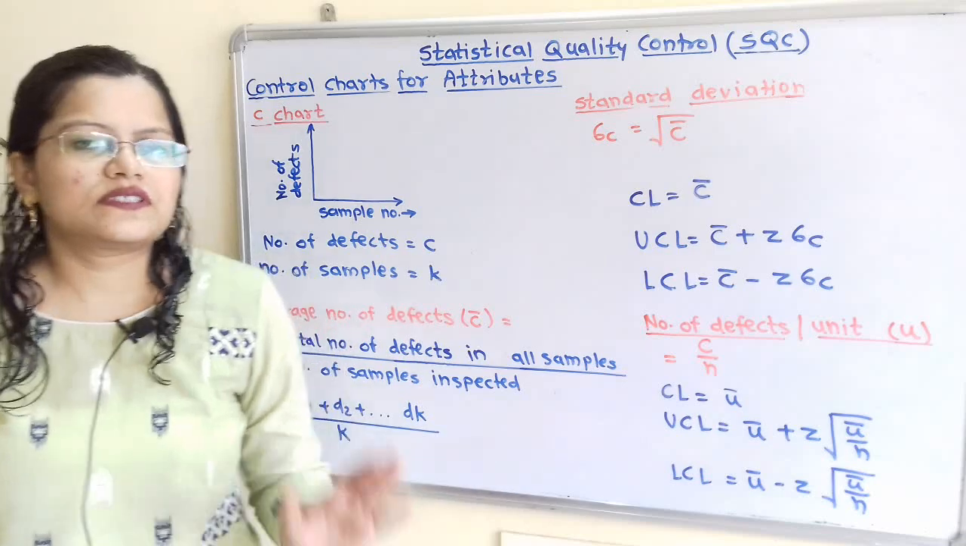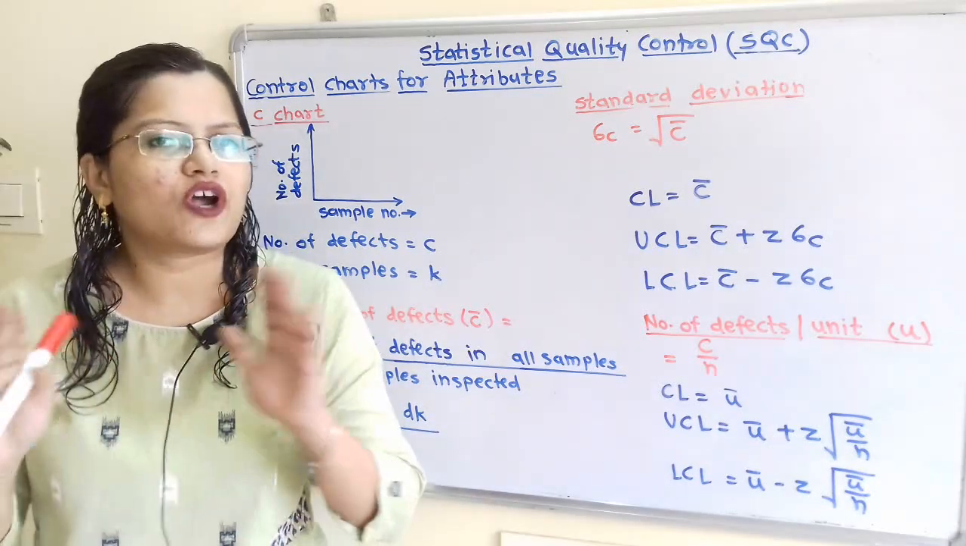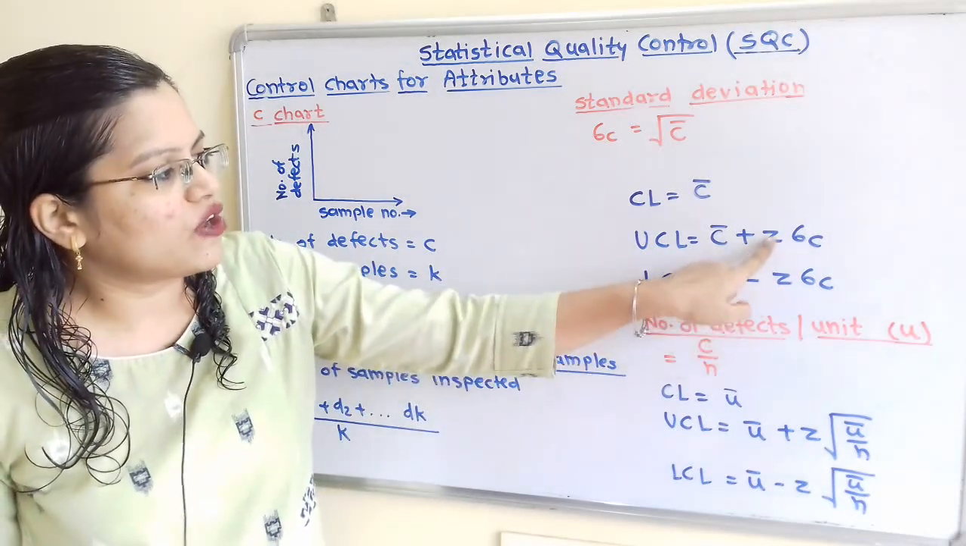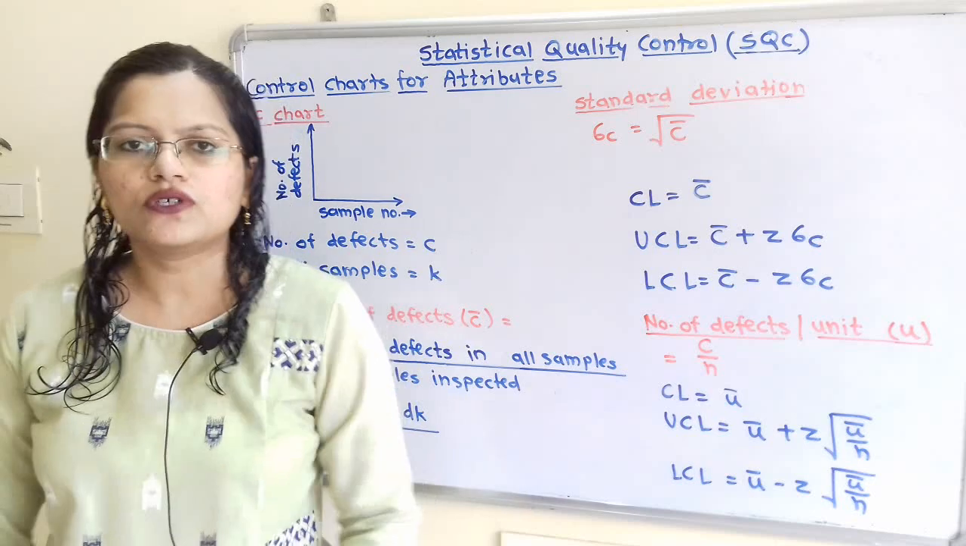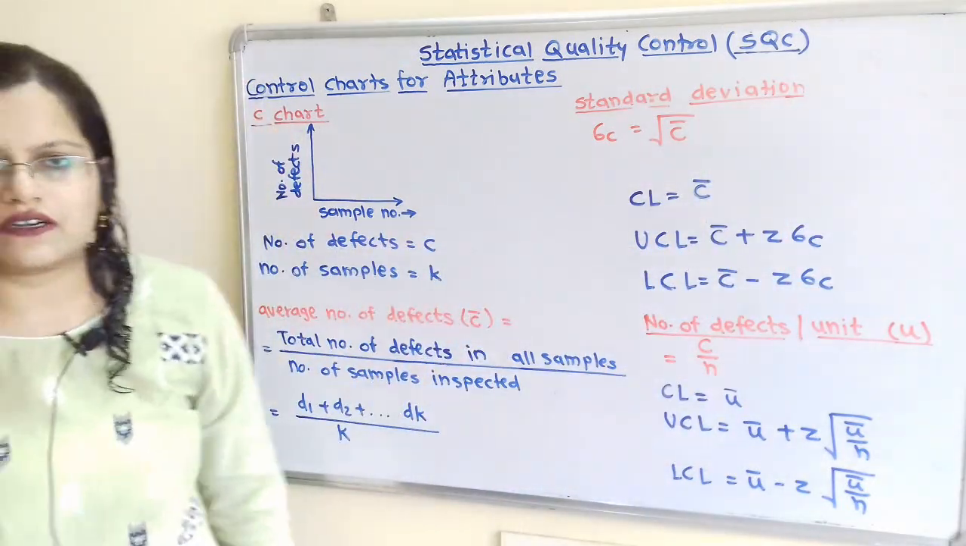Now suppose the probability of confidence or control limits are not mentioned in the question, then we have to consider the value of Z equal to 3. Now this is the first part for the C chart.